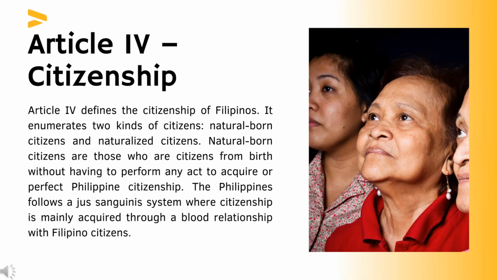Article 4, Citizenship. Article 4 defines the citizenship of Filipinos. It enumerates two kinds of citizens. Number 1 is natural-born citizens, and number 2 is the naturalized citizens. Natural-born citizens are those who are citizens from birth without having to perform any act to acquire or perfect Philippine citizenship. The Philippines follows a jus sanguinis system where citizenship is mainly acquired through a blood relationship with Filipino citizens.